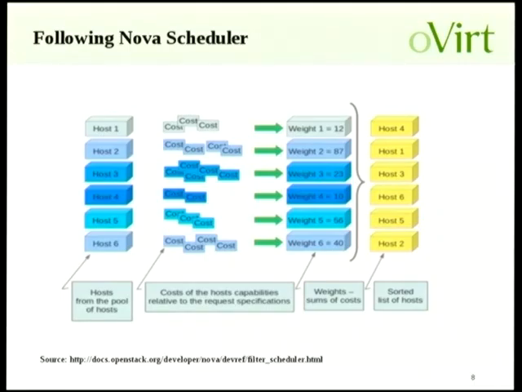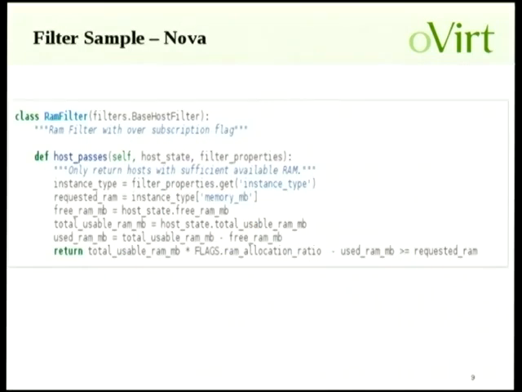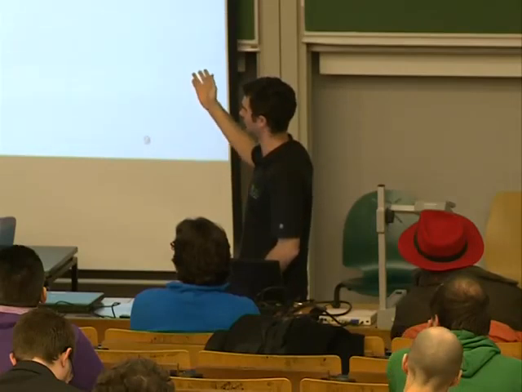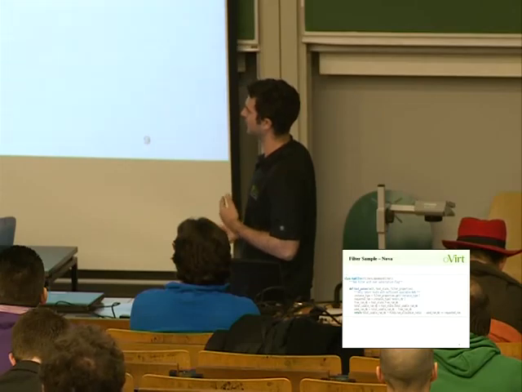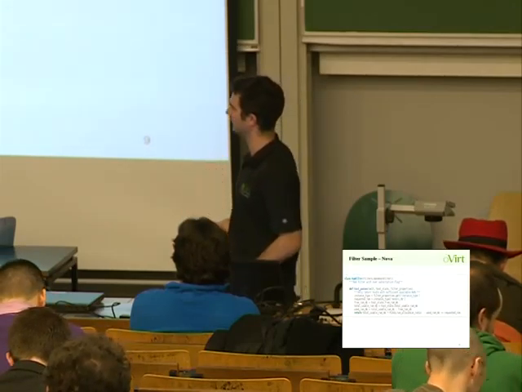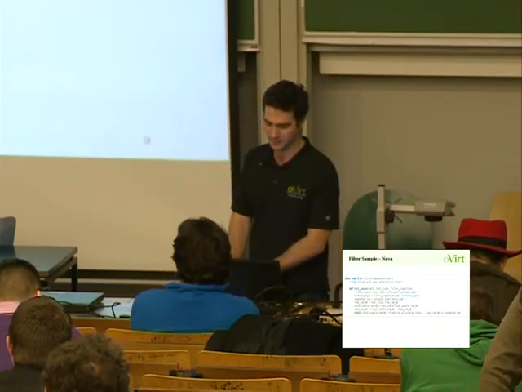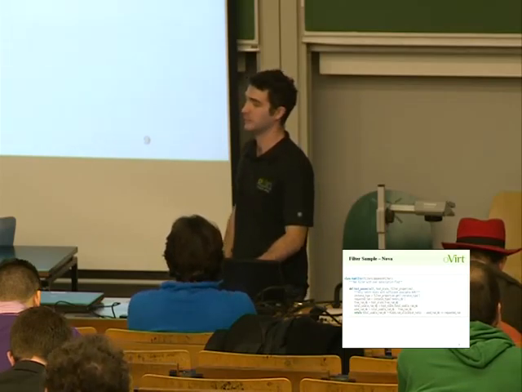Another cool slide from the Nova scheduler. We collect a set of weights, then we sum them up, and then we order the hosts that we got. Let's see a simple sample for the Nova scheduler. This is a RAM filter written in Python. Basically, it's a very simple method that gets a single host's data and a set of properties, and then runs really simple code that either decides this host stays in the scheduling process or excludes it from the scheduling process according to the requested RAM for that VM.